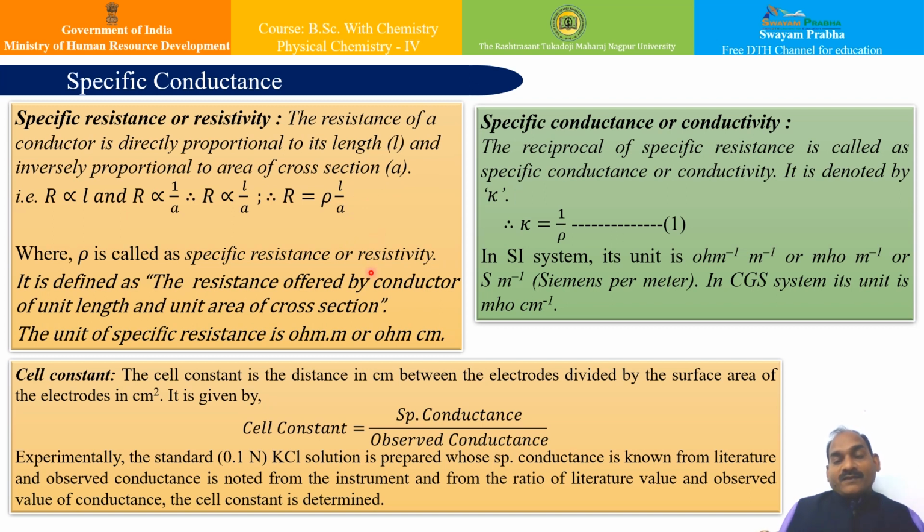So now specific conductance or conductivity is the reciprocal of the specific resistance. The reciprocal of specific resistance is called the specific conductance, and it is denoted by kappa. Mainly we consider the conductance as the specific conductance, and we take it as the inverse of this resistivity. In the SI system, the unit of specific conductance is ohm inverse meter inverse, or mho per meter, or Siemens per meter. And in the CGS system, this unit is mho per centimeter, or Siemens per centimeter.